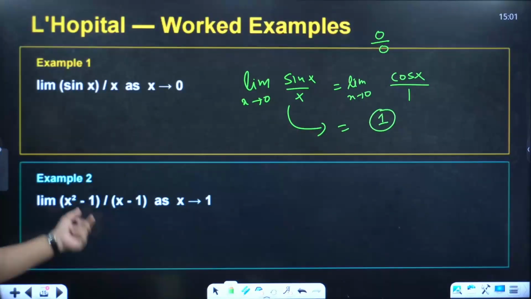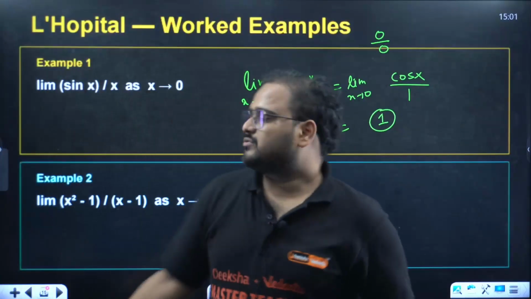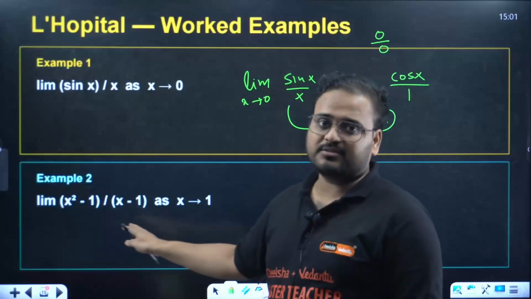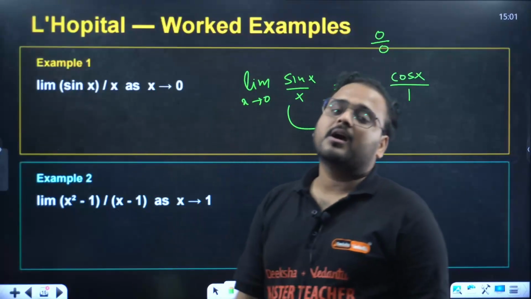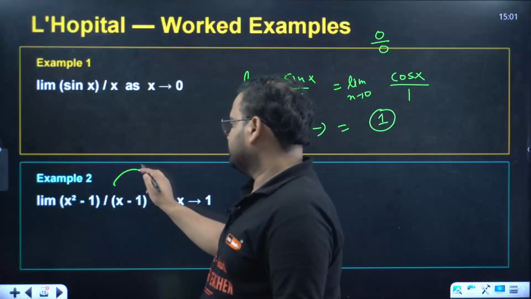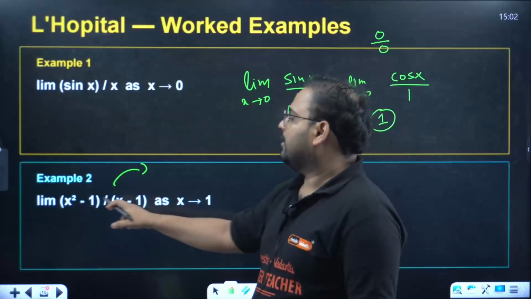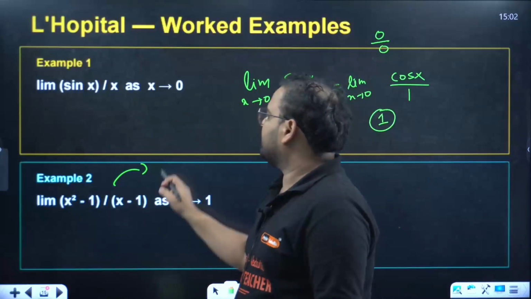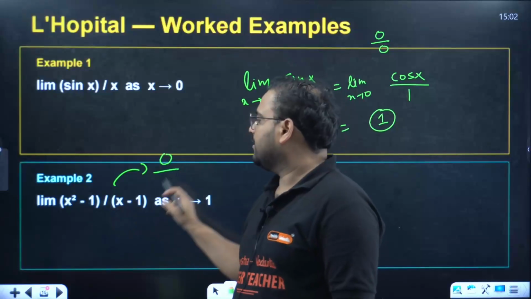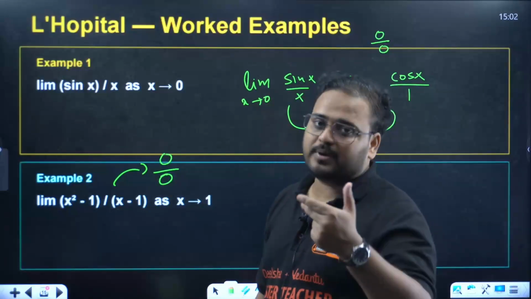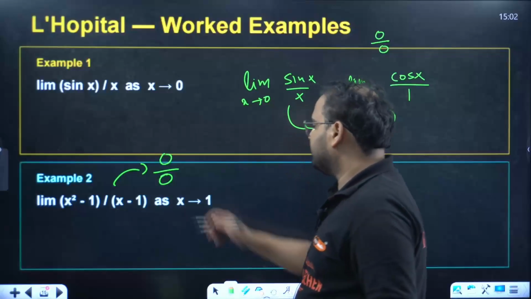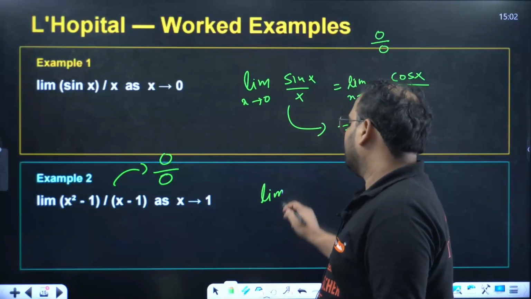Here, in this case, we can solve this question using factorization, but we can solve it using L'Hopital rule also. Just put x value as 1 first. You're going to get 1 minus 1, which is 0. Numerator also is 0, meaning this is forming an indeterminate form of 0 by 0.